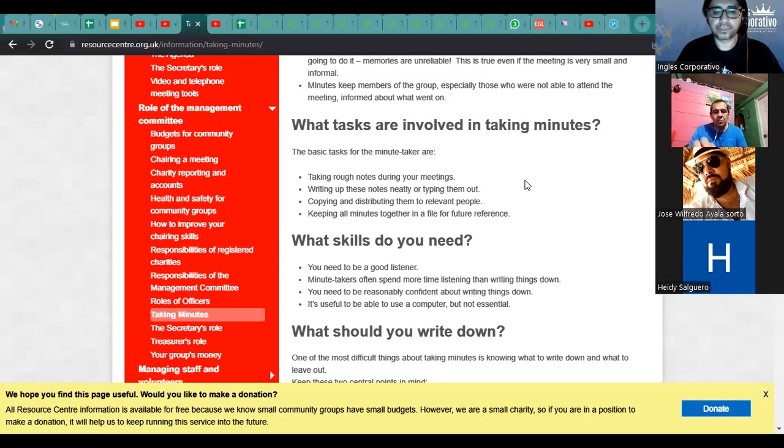The basic tasks for the minute taker are taking raw notes during your meetings, writing up these notes neatly, or typing them out, copying and distributing them to relevant people. Keep all minutes together in a file for future reference. What skills do you need? You need to be a good listener. Minute takers often spend more time listening than writing things down. You need to be reasonably confident about writing things down. It's useful to be able to use a computer, but not essential.